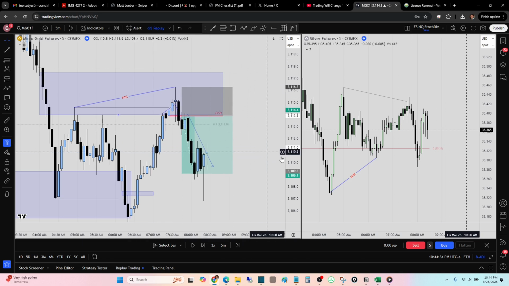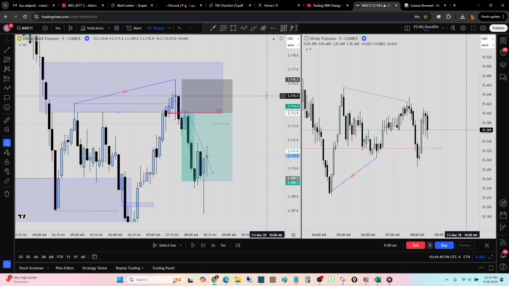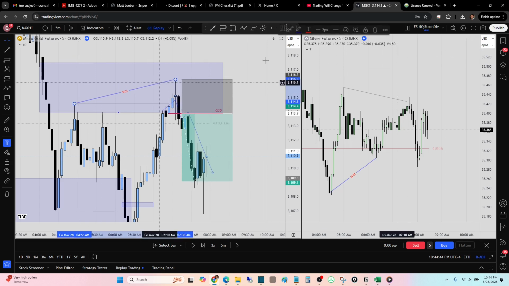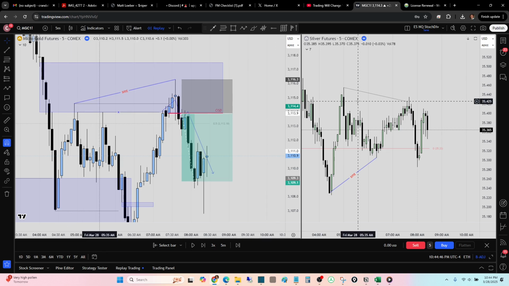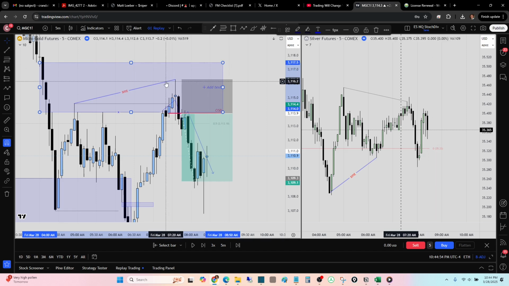So again, I'm trading gold futures and using a correlating asset, silver, to determine SMT. There's a couple things this technique needs. It needs one fair value gap here. You can see a higher time frame fair value gap, this is a 1 hour, and we need SMT to exist.